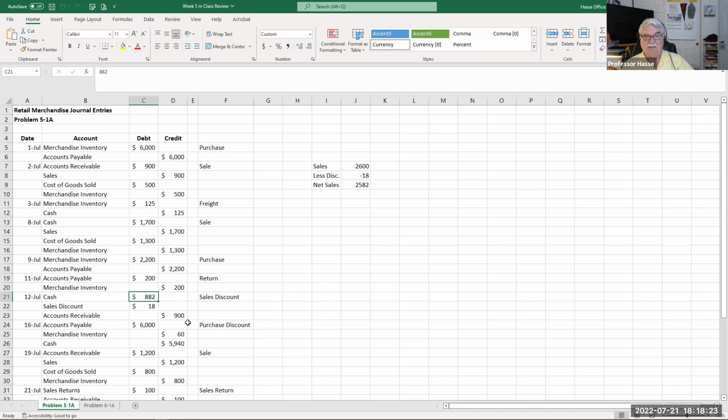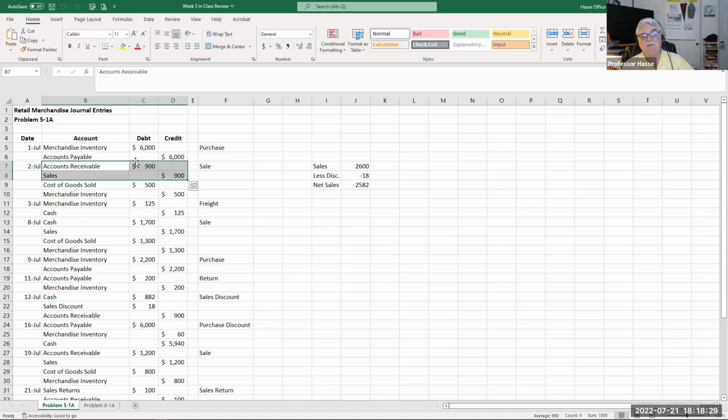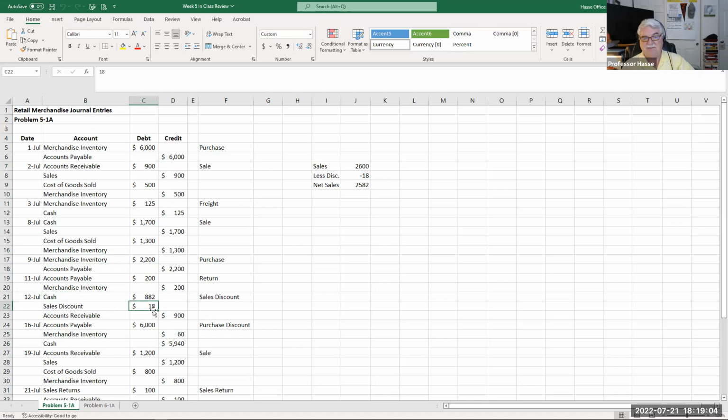We're collecting. Remember up here, we had this accounts receivable for $900. Well, part of the sale was you can get a discount of 2% if you pay within 10 days of the invoice. In other words, when I sold this $900 to this customer, I told the customer, to encourage them to pay me on time, I will give you a 2% discount on your receivable balance if you pay within 10 days of the purchase or the invoice. Well, lo and behold, 10 days later on July 12th, they pay me the $900, but I give them a 2% discount.